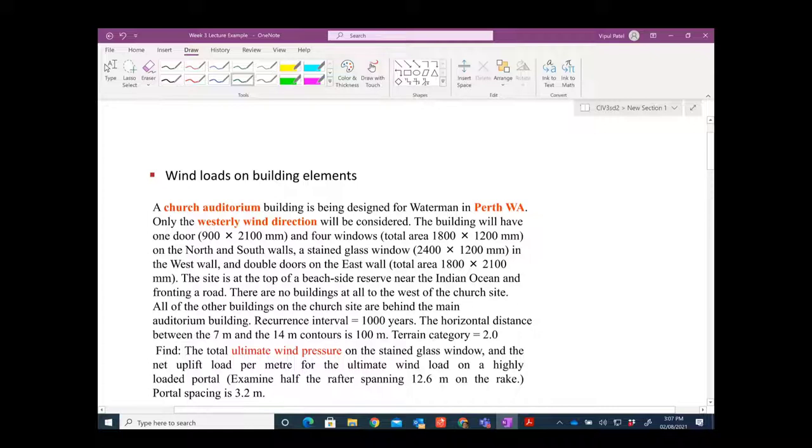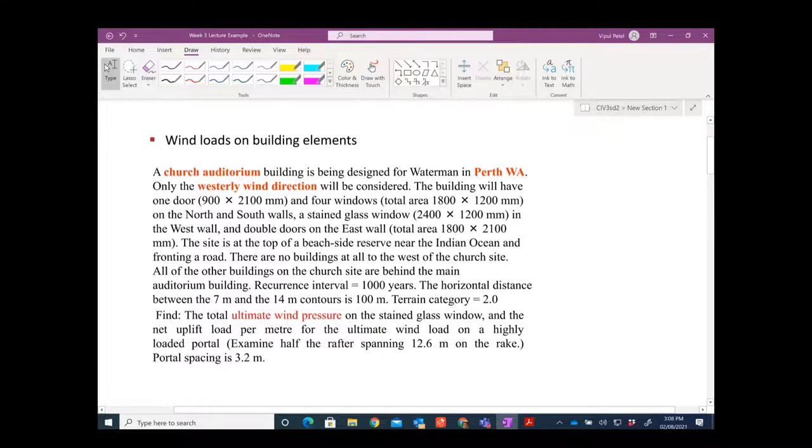In the workshop examples, we will consider all directions, because students may ask, we do not always design for only one side of the wind. So what happens if the wind is coming from east or north or from other directions? We will take you through that in the workshop. But to start with, let's consider the wind coming from the west side.